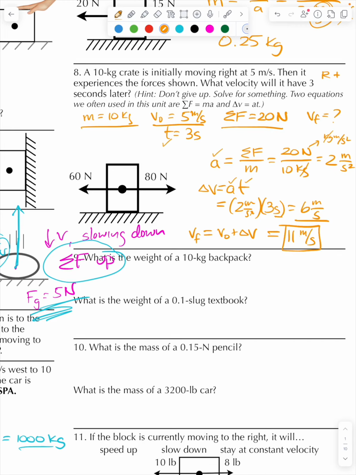Again, as I said, you guys are fantastic. 8th graders who are doing problems like this, you guys should be very proud of yourself.